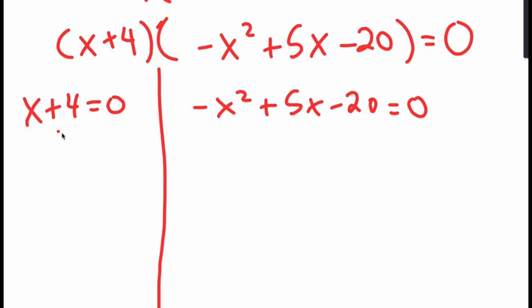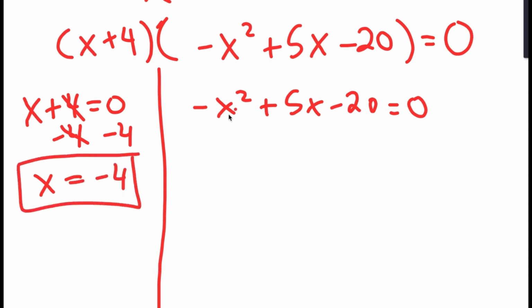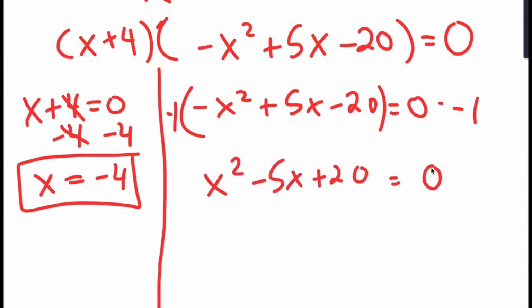So first, for x plus 4 equals 0, all we have to do is subtract 4 on both sides, and we get x is equal to negative 4. Now, for negative x squared plus 5x minus 20 equals 0, well, first off, we have a negative sign in front of x squared, so I'm actually going to get rid of that by multiplying both sides by negative 1. So I get x squared minus 5x plus 20 is equal to 0.